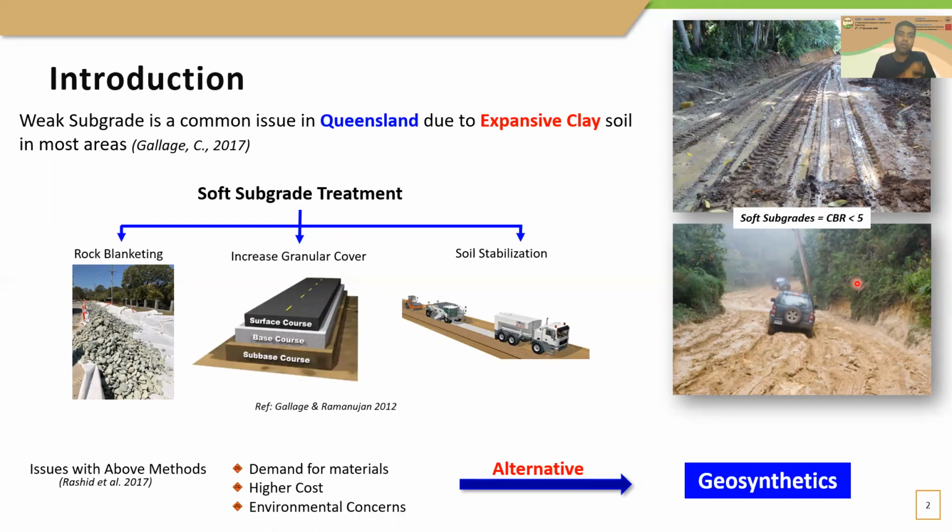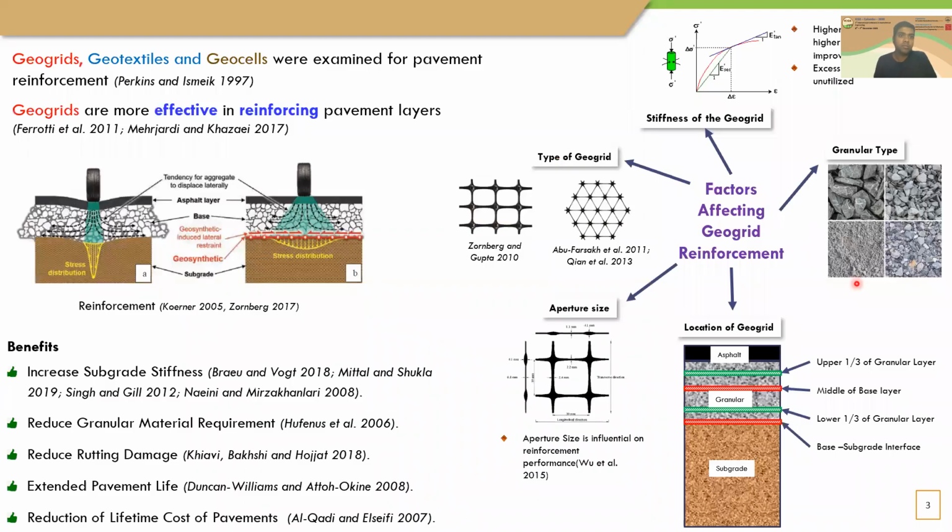So that's why over the decades, geosynthetics have been emerging as one of the prominent methods that you can apply to improve weak subgrades. Geosynthetics come in different materials like geogrids, geotextiles, and geocells. A lot of researchers have studied these in terms of reinforcement functions and reported that geogrids are the most effective in reinforcing. So we use geogrids in this study because we focus on weak subgrade improvement.